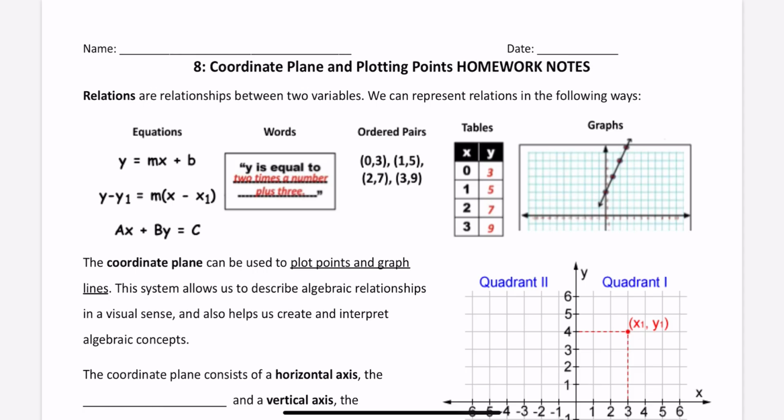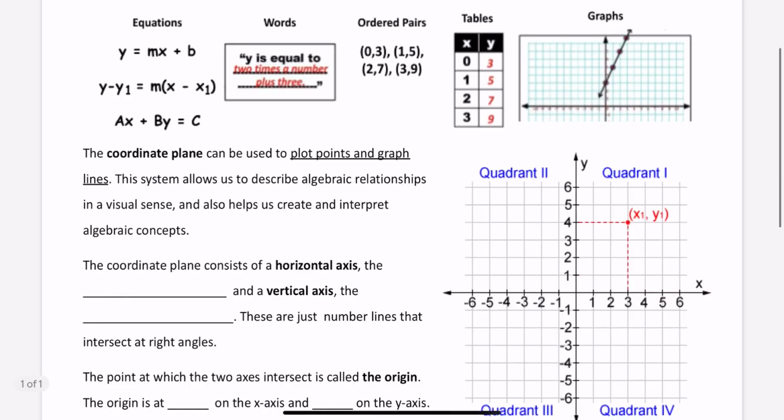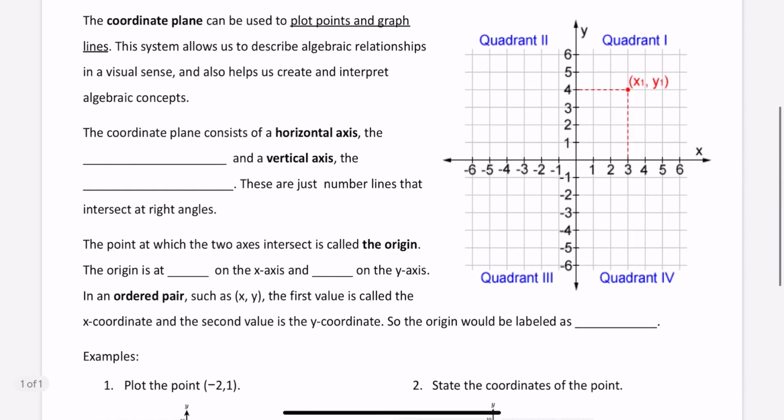So where are we going to start? We're going to start with the coordinate plane. The coordinate plane can be used to plot points and graph lines. This system allows us to describe algebraic relationships in a visual sense and also helps us create and interpret algebraic concepts. It's important when looking at a coordinate plane to remember that the plane consists of a horizontal axis, which is called the x-axis, and the y-axis, which is the vertical axis, okay?